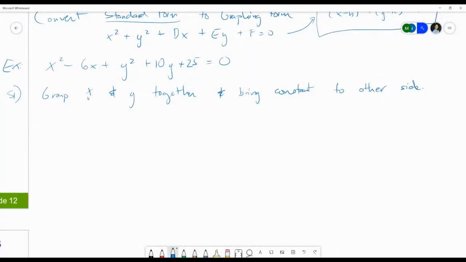All right, so let's do that. So group x and y together. Here we have all x's, here we have all the y's, and then this is a constant. I'll move it to the other side. Okay, so that's my first group. My second group, bring it to the other side, so it becomes negative 25. Okay, so step 2, complete the square.